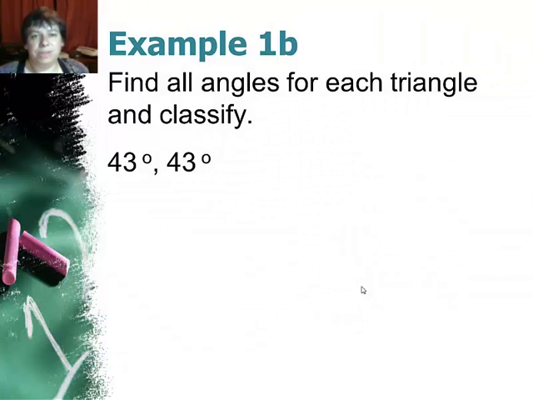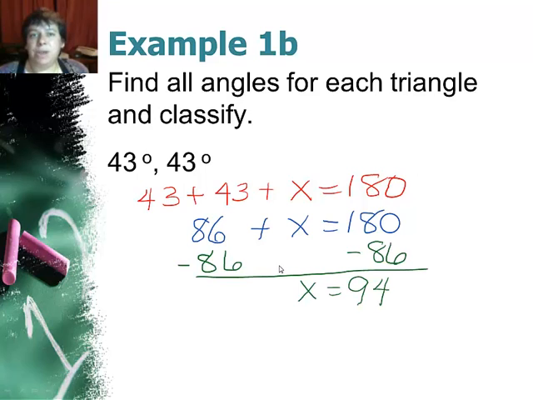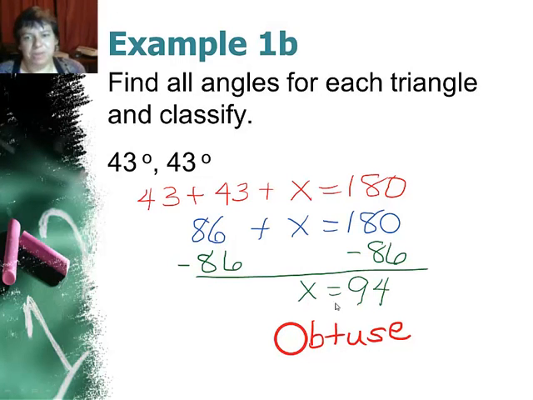In the next row in this table, we have 43 degrees and 43 degrees. So we do the same steps. Add the 2 known angles plus the unknown angle to equal 180 degrees. Simplify, 86 plus x equals 180. Subtract 86 from both sides using the subtraction property of equality, and I get x equals 94. Now I look at the largest angle, which is the 94 degrees, and that's obtuse. Let me go back up to that. So the 94 degrees is more than 90, so this is an obtuse triangle.